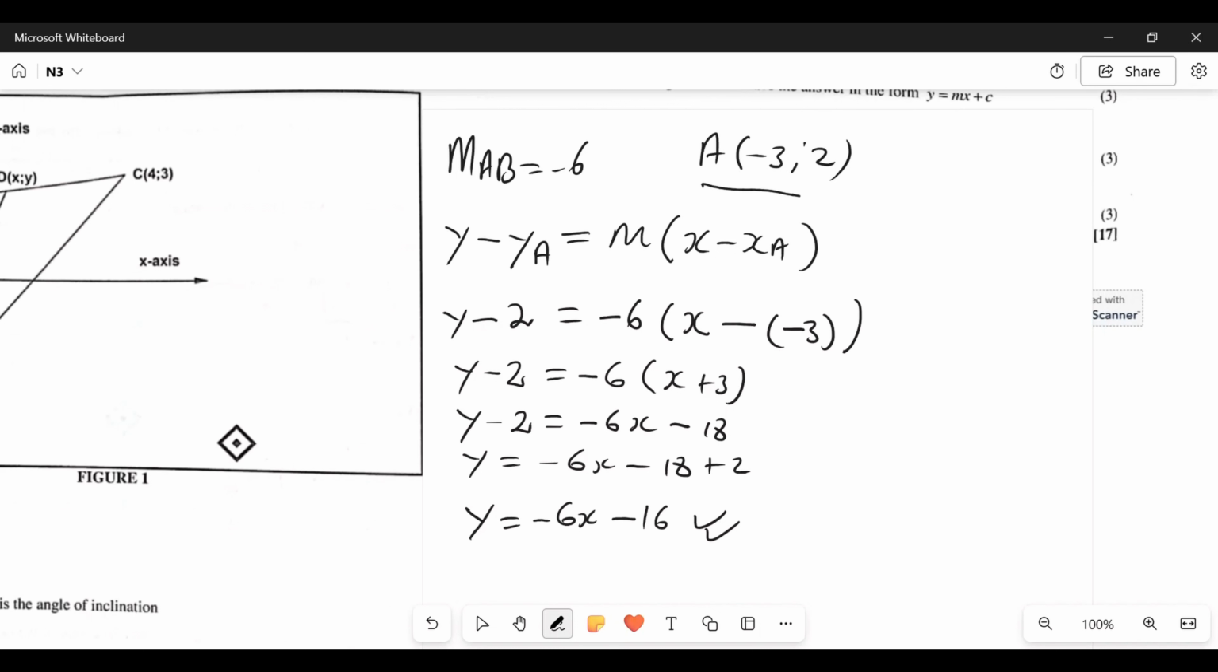Remember, here you can choose point B as well if you feel like it. If you choose point B, here is going to be YB and that is going to be XB. I hope you understood this, guys.